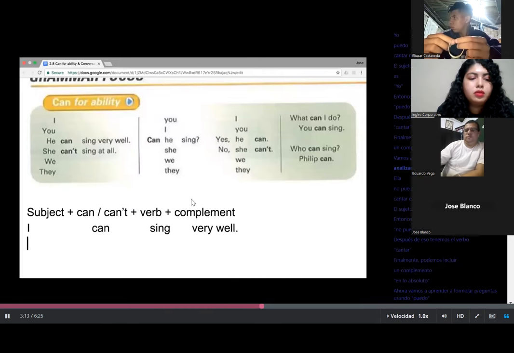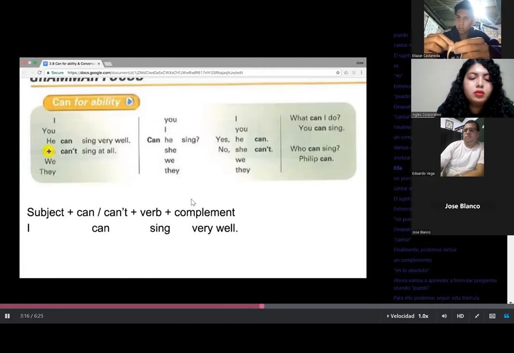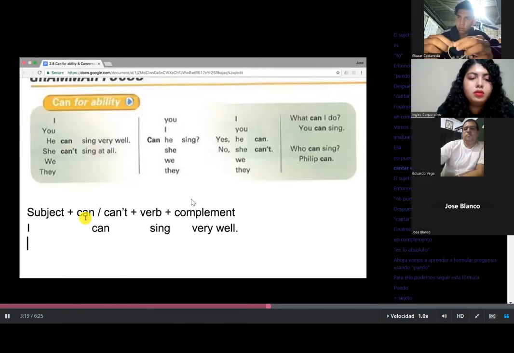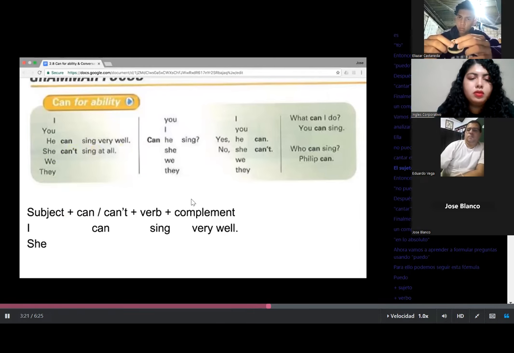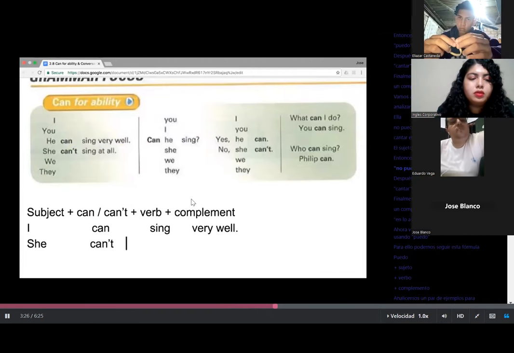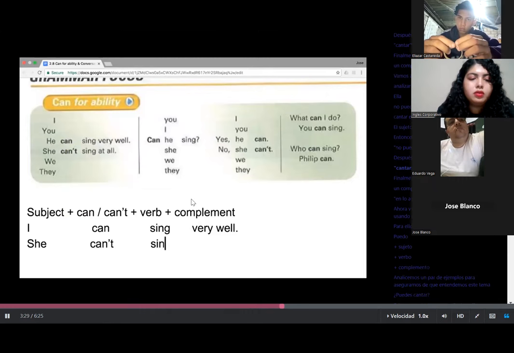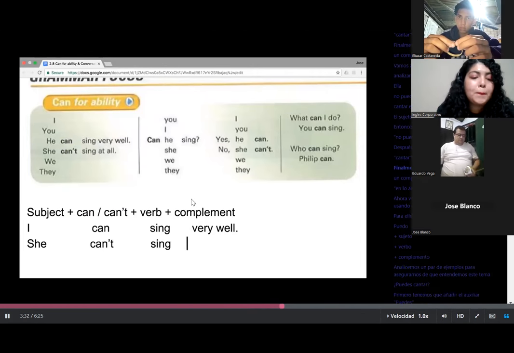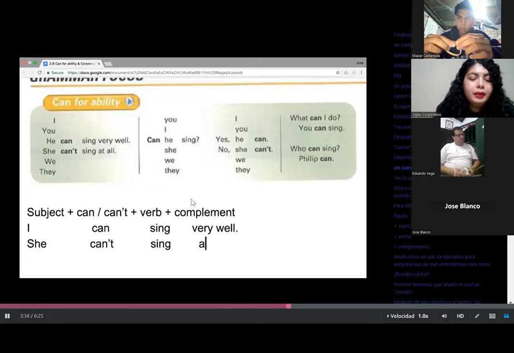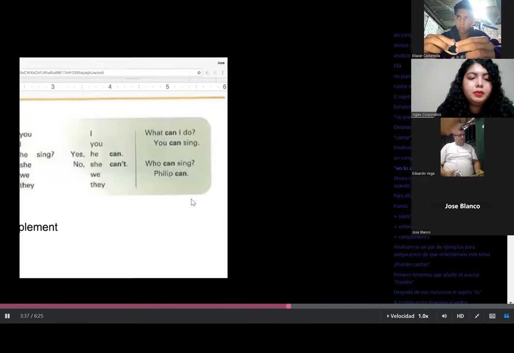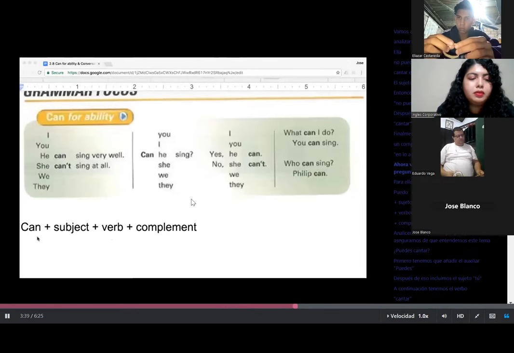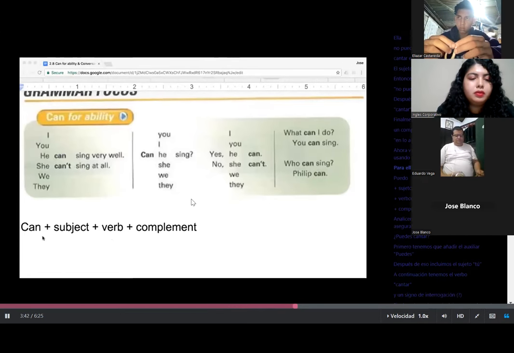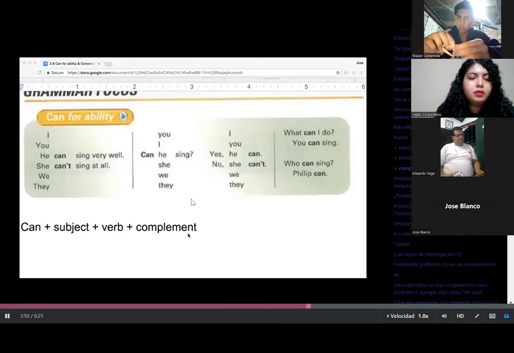Let's analyze one more example. She can't sing at all. The subject is she. Then we're going to add can't. After that, we have the verb sing. Finally, we can include a complement at all. Now let's learn how to form questions using can. To do this, we can follow this formula. The auxiliary can plus subject plus the verb plus a complement.